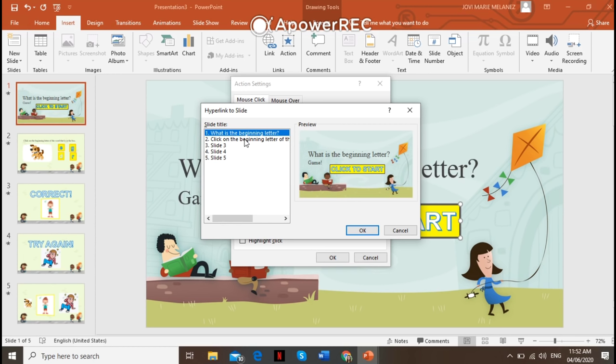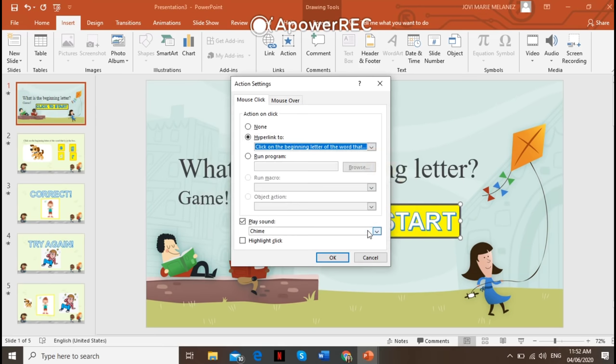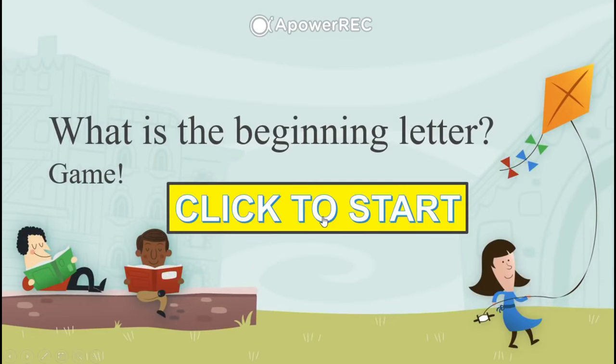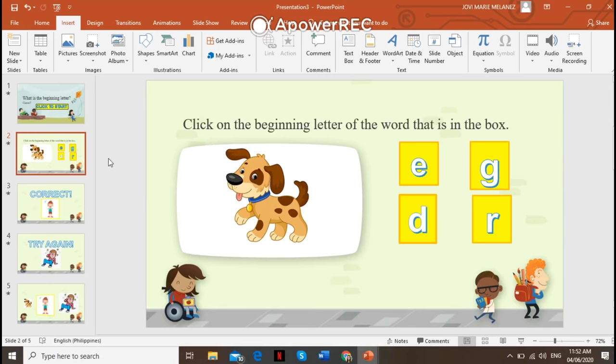ng option natin. So, after clicking the click to start here, magproproceed na yan sa first item. Click on the beginning letter. Yan. Okay, let's try. Let's try. So, yan ang mag-a-appear. Then, if you try to click that, dediretso na yan sa first item. Okay? Next, lagyan natin ng link itong mga ito.